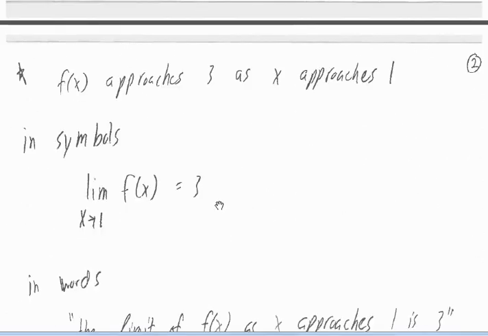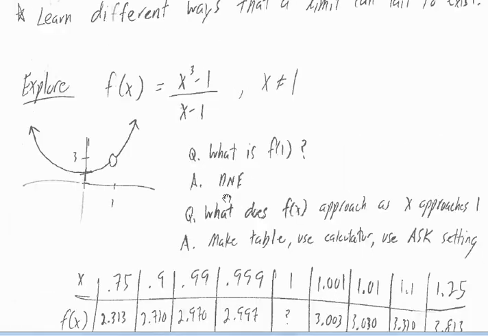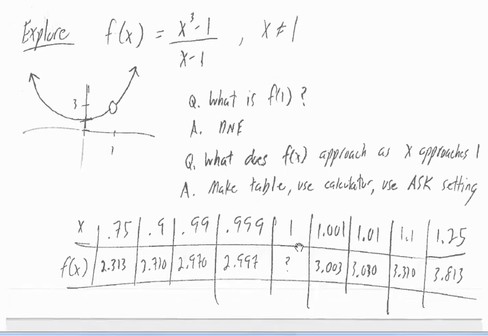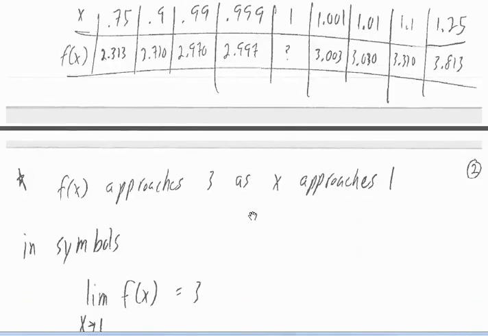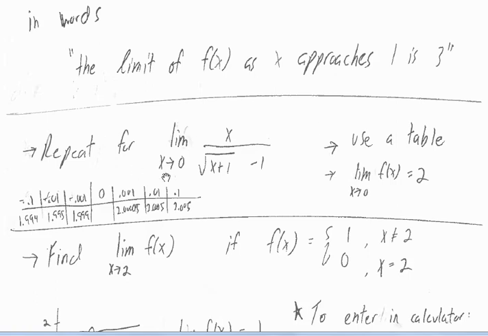I'm going to scroll back up here. Notice for this first problem, f of 1, the function didn't exist, but the limit did. The function was non-existent, but the limit of the function, we found out, was actually 3. This one right here, if we were to say what is f of 0, the answer would be does not exist, because you end up with 0 in the denominator. However, the limit of f of x as x approaches 0 was 2.